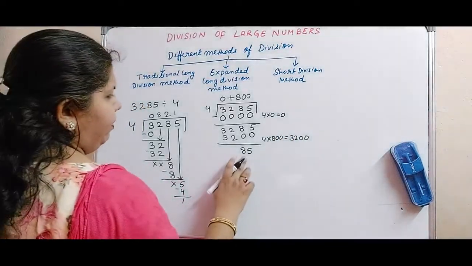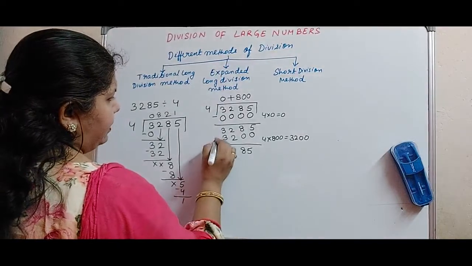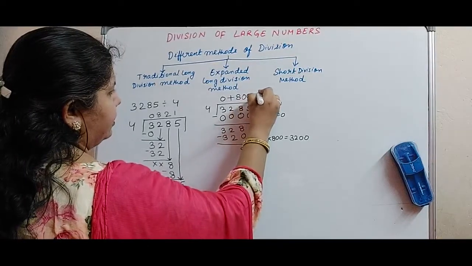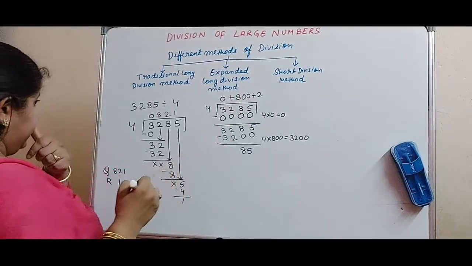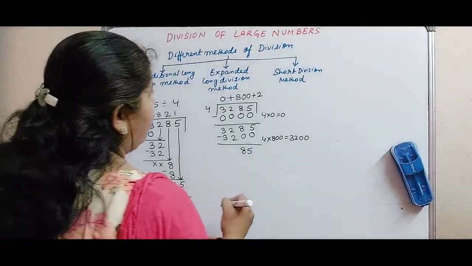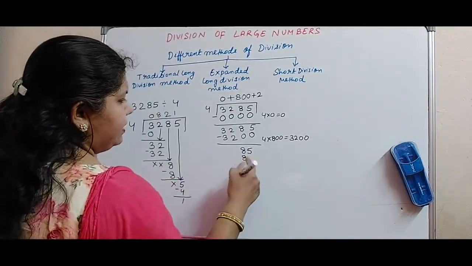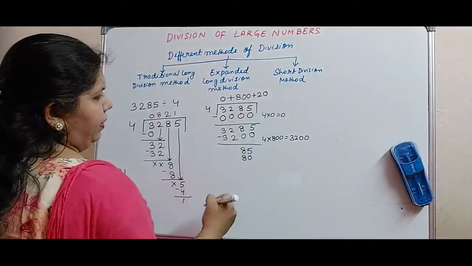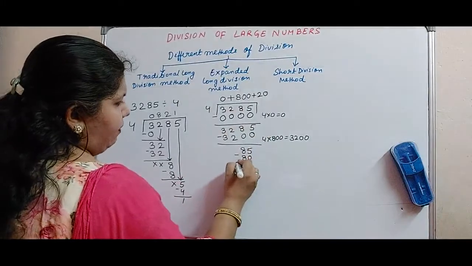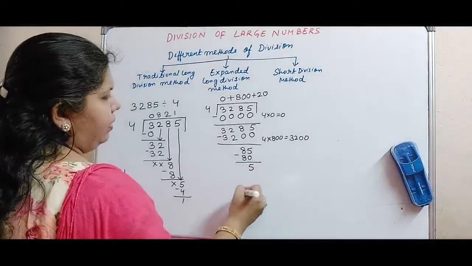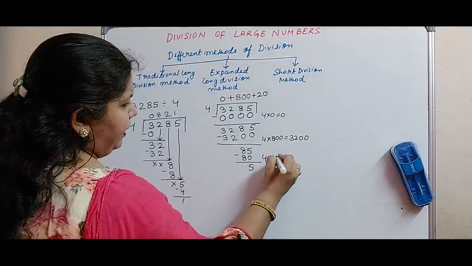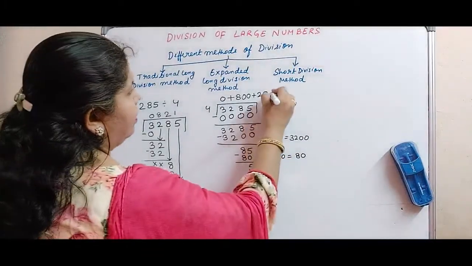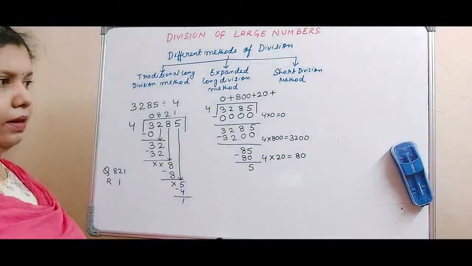Now when we bring this 85 down after subtraction, we go for the next digit, that is 2. Now 4 2s are 8, but since one more digit is left, you put a 0 here, and with 2 you put 0, so it becomes 20. After subtracting, you get 5 over here. For this, the multiplication is 4 into 20, which equals 80. Put another plus sign here.